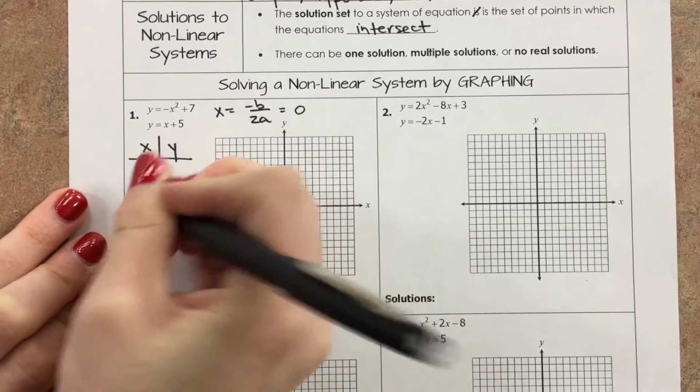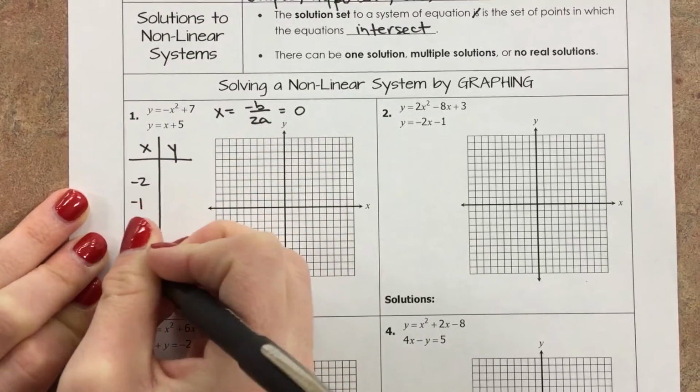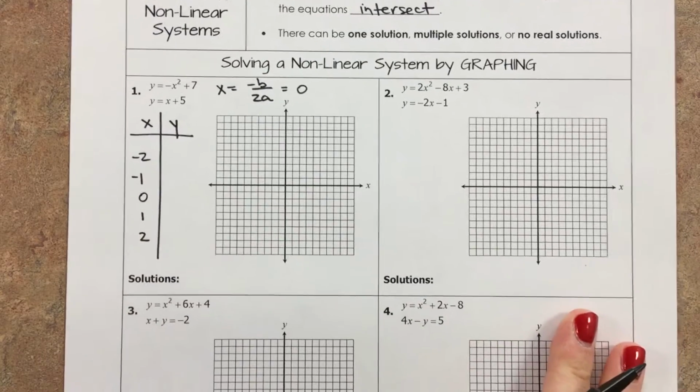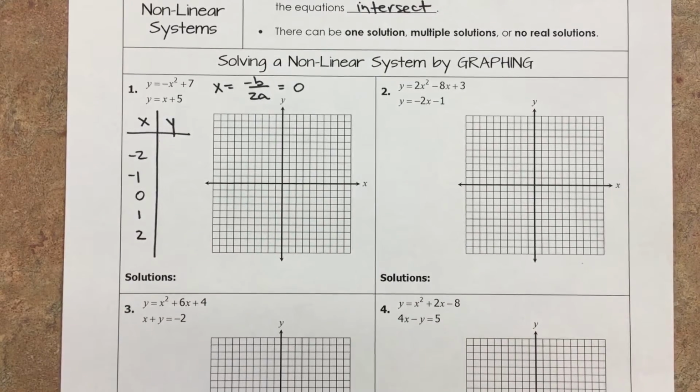So when we create our table, remember the vertex goes in the middle, and then we go back a couple points, we go up a couple points. We'll see if that's enough, and I'll talk to you as we go through this how you can figure out how many points is enough.